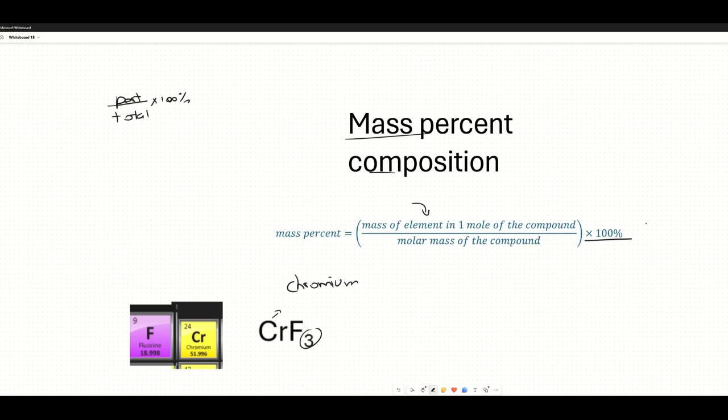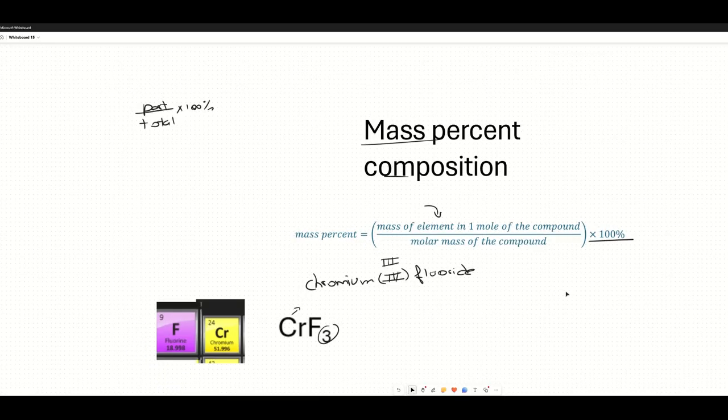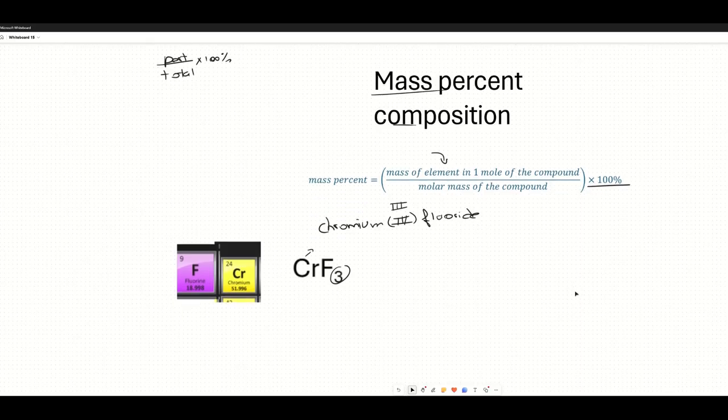So the name will be chromium. Don't forget the parentheses. The 3 must be a Roman numeral, so that is III. Then fluoride. So chromium(III) fluoride.